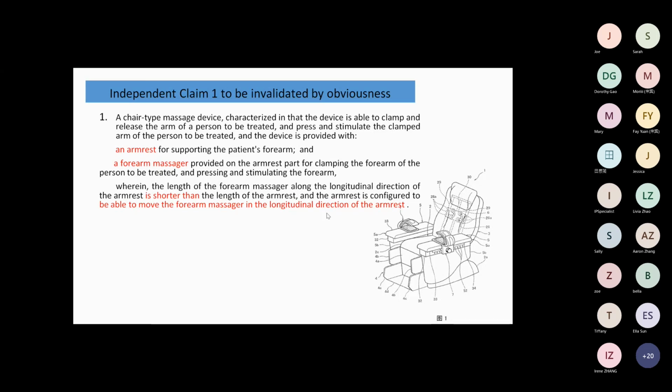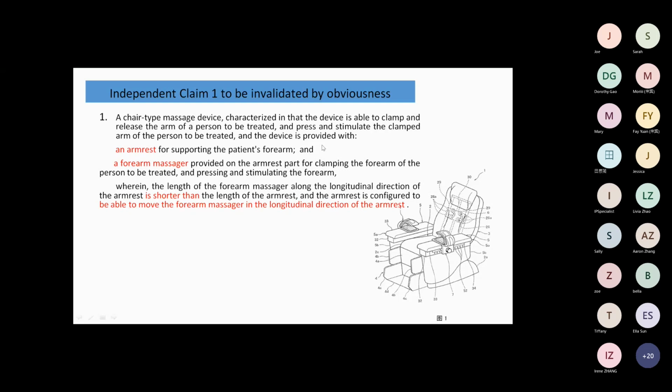The subject of claim 1 is directed to a chair type massage device. You can see the picture on the right bottom. I think it's very commonly seen. Yeah, it's a very popular massage device. I highlighted in red some key, essential technical features for claim 1.